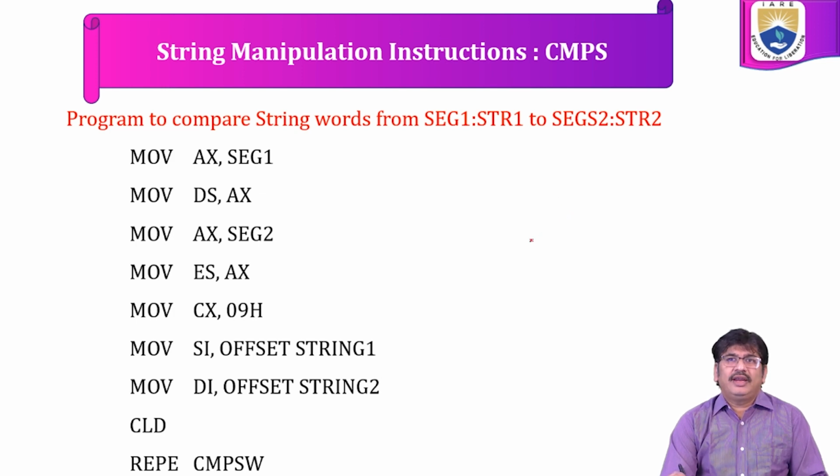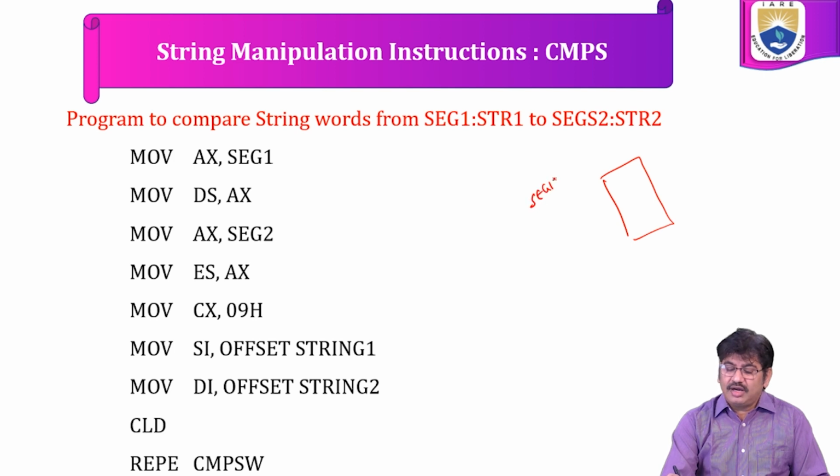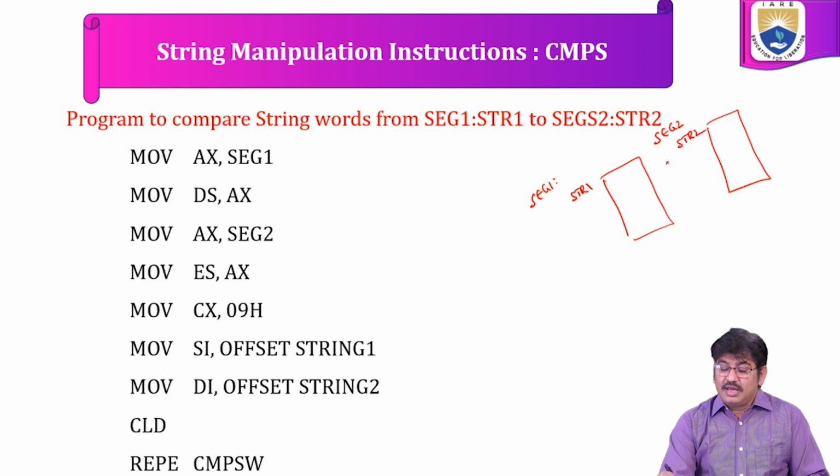Program for comparing two strings. The source string is pointed to by the segment address seg1 followed by the offset value str1, with the other string placed in the extra segment with the segment address seg2 and the offset str2. The segment address of the data segment seg1 will be loaded into the data segment register DS, and the extra segment address, that is seg2, will be loaded into the ES register by moving the data into the AX register followed by AX contents moving into the segment registers.